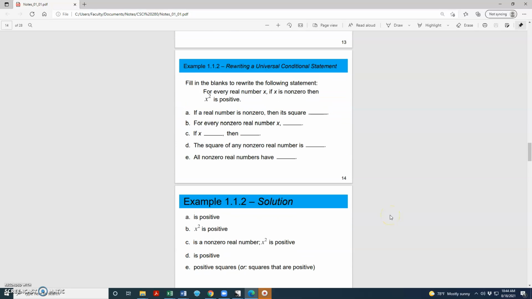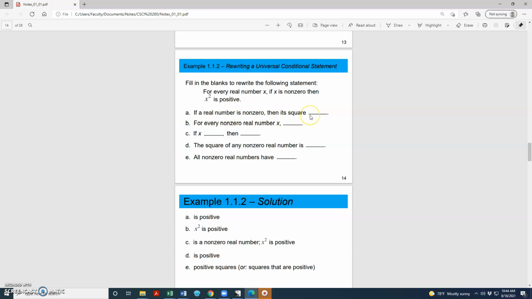All right, so let's take some examples. I've got a universal conditional statement, and I'd like to find a way to rewrite it. So our initial one: for every real number x, if x is non-zero, then x squared is positive. Here are some ways we could rewrite it.